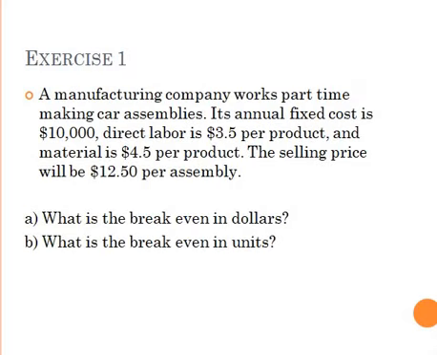Here we have a manufacturing company that works part-time making car assemblies. The annual fixed cost is $10,000. Direct labor is $3.5 per product, and material is $4.5 per product. The selling price will be $12.5 per assembly. In this exercise, I want to calculate the break-even in dollars and the break-even in units, or in quantity.